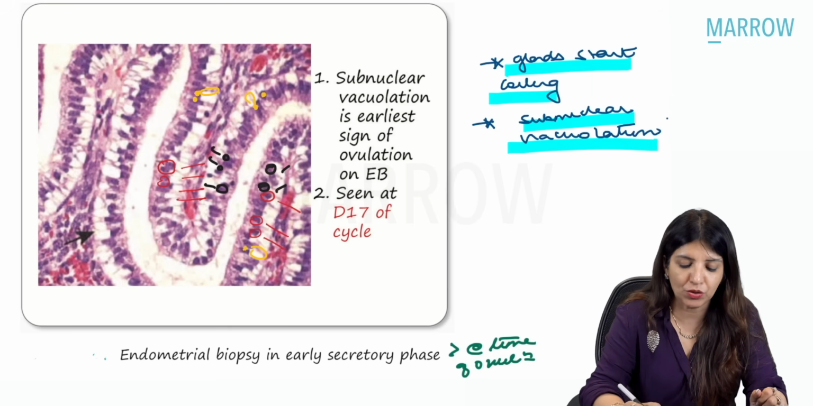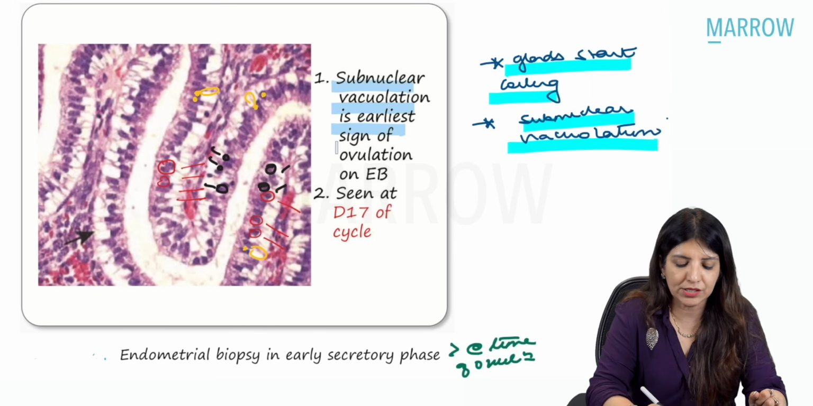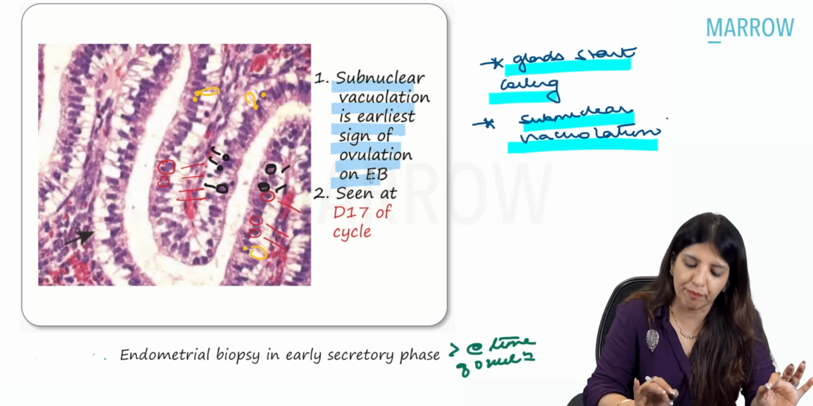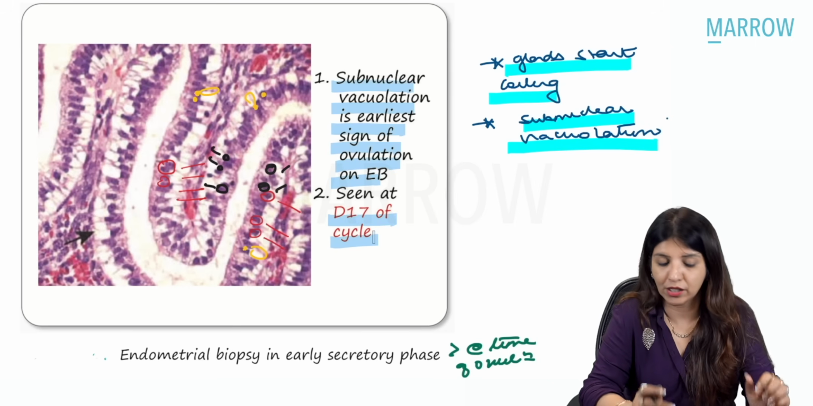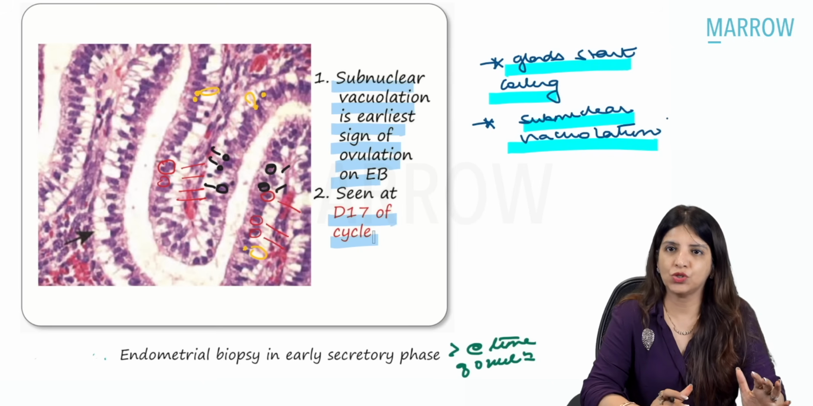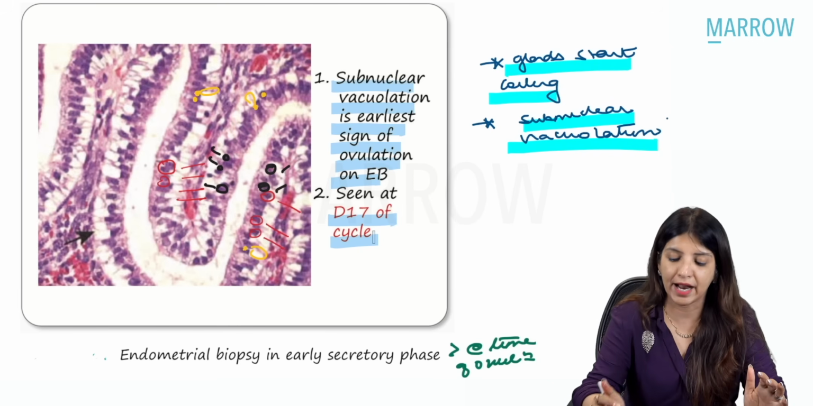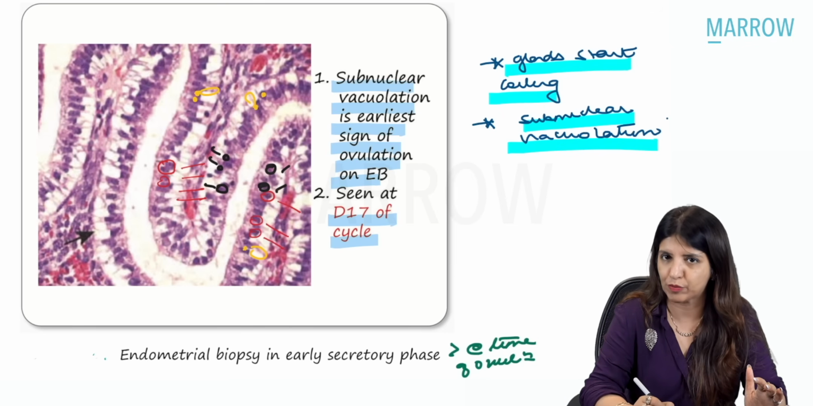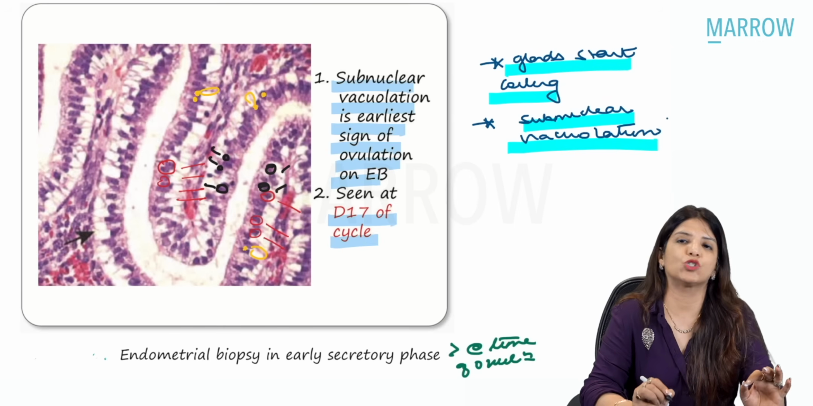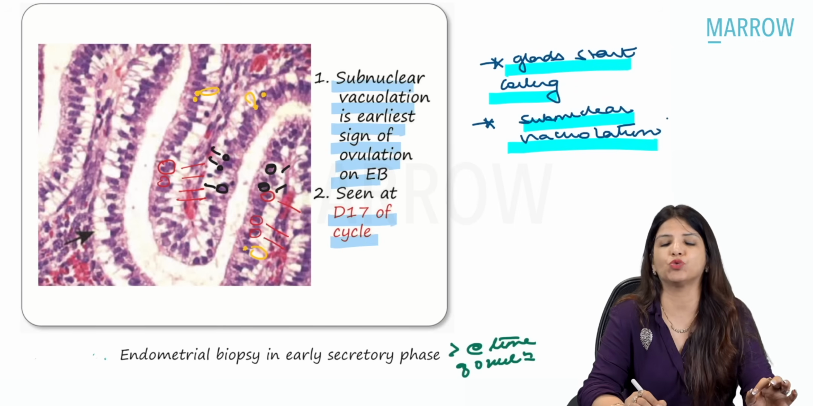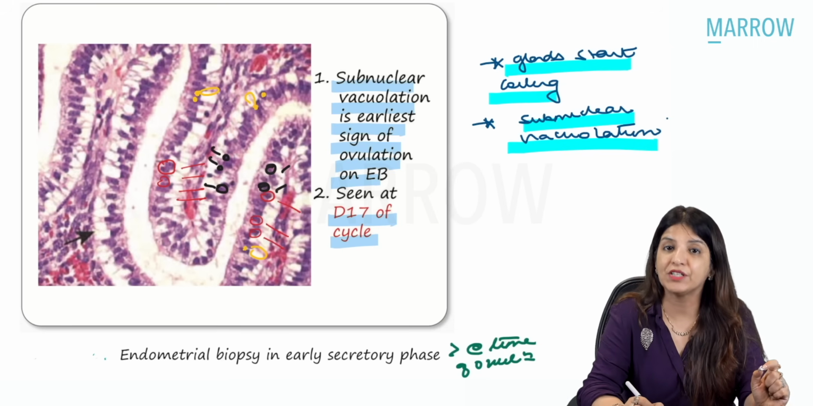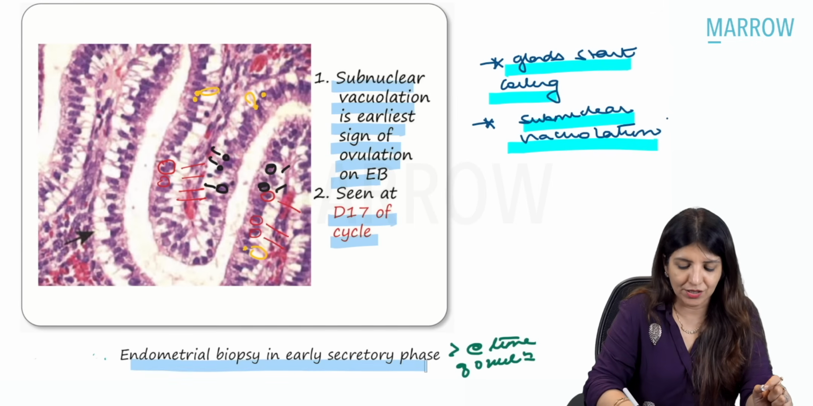Please remember, subnuclear vacuolation is the earliest sign of ovulation on endometrial biopsy, but it appears by day 17 of the cycle. So if they show you an image like this where the glands have started coiling and you are getting subnuclear vacuolation, and they ask you in which phase of the menstrual cycle this endometrial biopsy was taken, don't say the ovulatory phase. The best answer will be early secretory phase, because subnuclear vacuolation appears by day 17 of the cycle. So the best answer is early secretory phase.